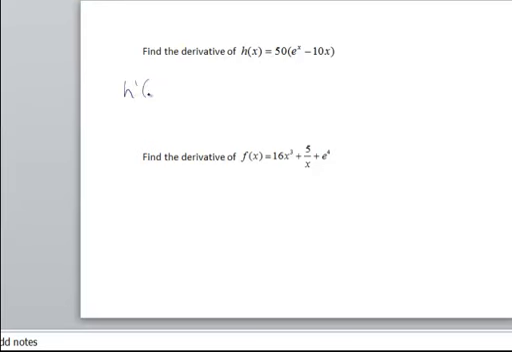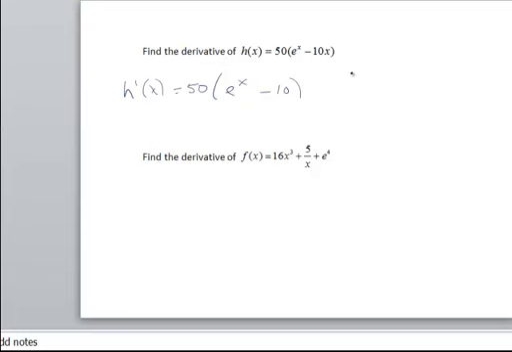So h prime of x is going to be equal to my constant 50 times. And now inside the parentheses I'm taking the derivative. So the derivative of e to the x is e to the x. And the derivative of 10x is 10. There you go. If you need to simplify this, some would consider it simplified because it's factored out, or maybe you'd want to distribute the 50.